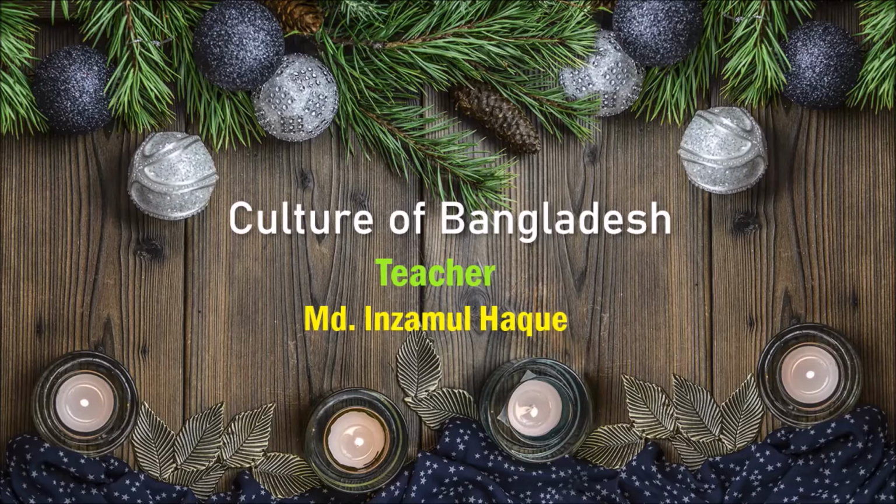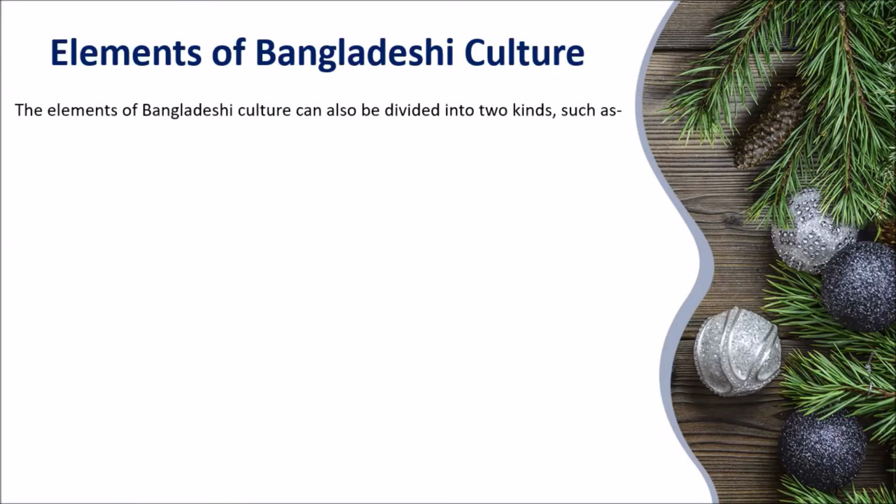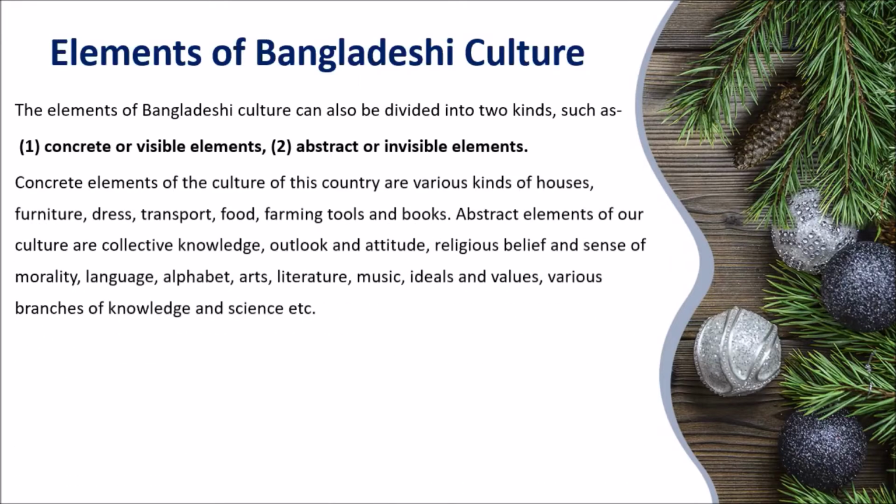In the last class, we talked about the types of culture. Now, today we are going to study the elements of Bangladeshi culture. So let's start. The elements of Bangladeshi culture can also be divided into two kinds: concrete or visible elements, and the second one is abstract or invisible elements. Now, you already know what is concrete culture and what is abstract culture. So let's find the definition of these elements here.